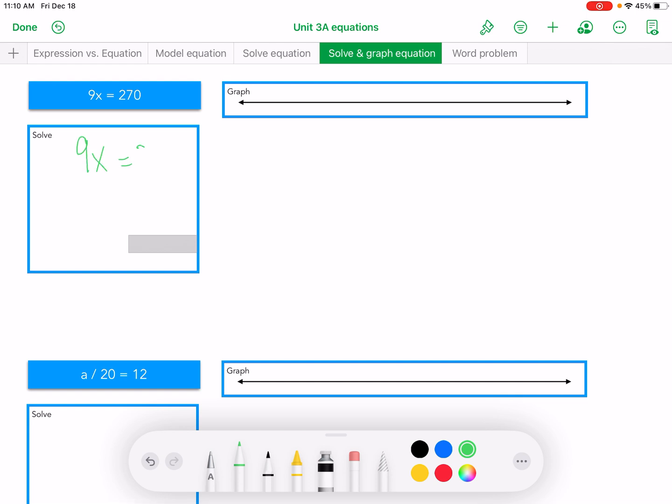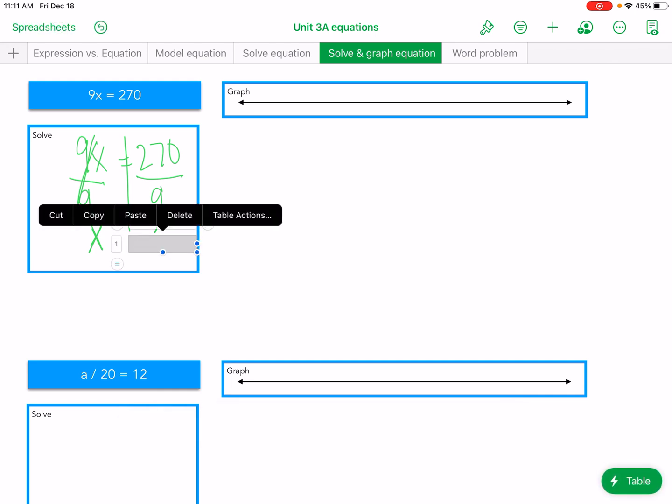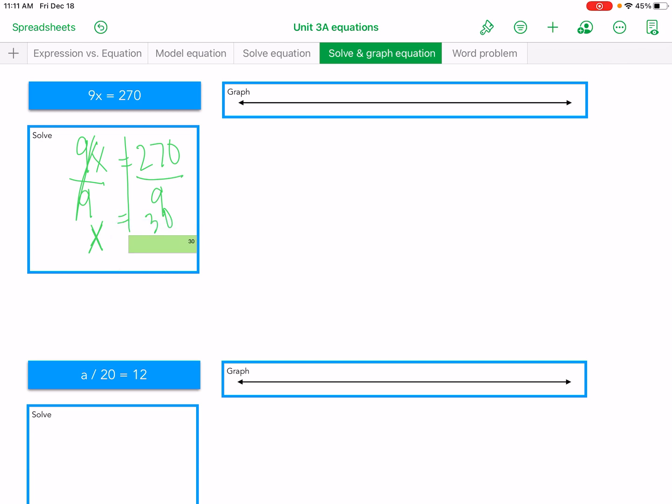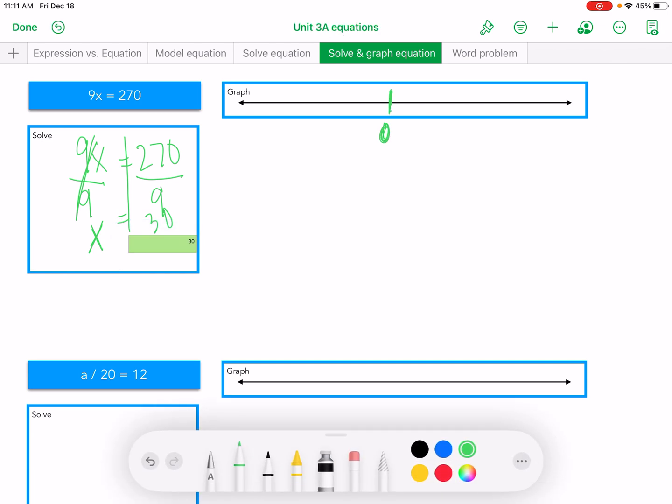9x is equal to 270. This is multiplying, so we're going to divide by 9 on both sides of the equation. 9 divided by 9 equals 1x. 270 divided by 9 is 30. Put my 0. Okay, and 30 is going to be a positive number to the right of 0.